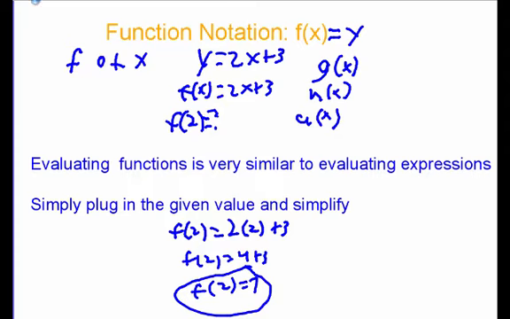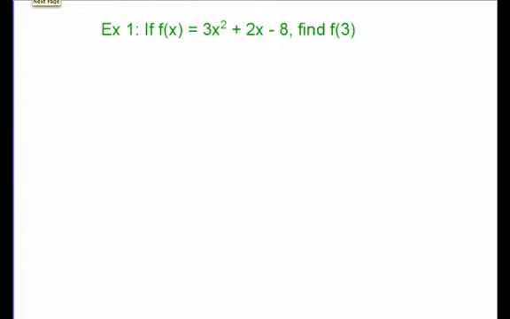So let's try some examples. What I'd like you to do is pause the video here and try this one, and then we will go over it together. All right, so now that you've tried it, hopefully you're able to figure it out and get the right answer. We have, if f of x is 3x squared plus 2x minus 8, find f of 3. So our first step is that wherever we see an x, we're going to plug in our 3. So f of 3 is 3 times 3 squared plus 2 times 3 minus 8.